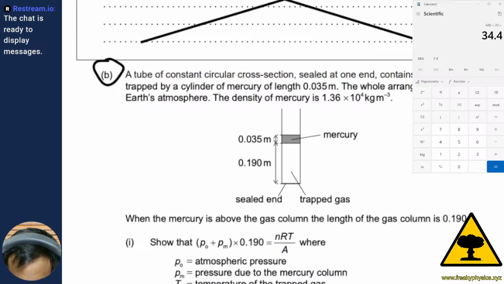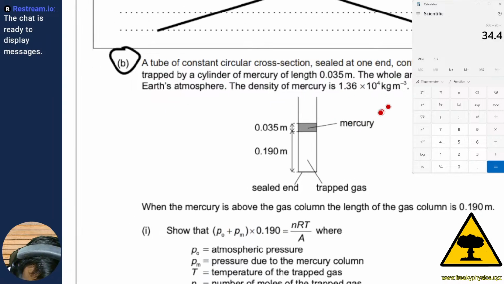The one thing that I want you to notice here: it says that the mercury column is sealed, and we're going to assume that this mercury column is stationary. We have to assume this because that's the easiest way to solve it. Now, think about it this way. There are three forces acting on the mercury column. Let's identify the three forces first.